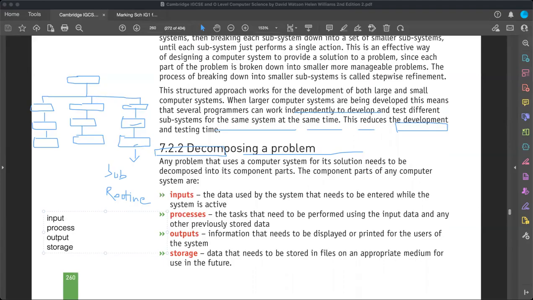Can you tell me what the input is? No, dear. Input is when the data is entered, the data feeding. What is process?